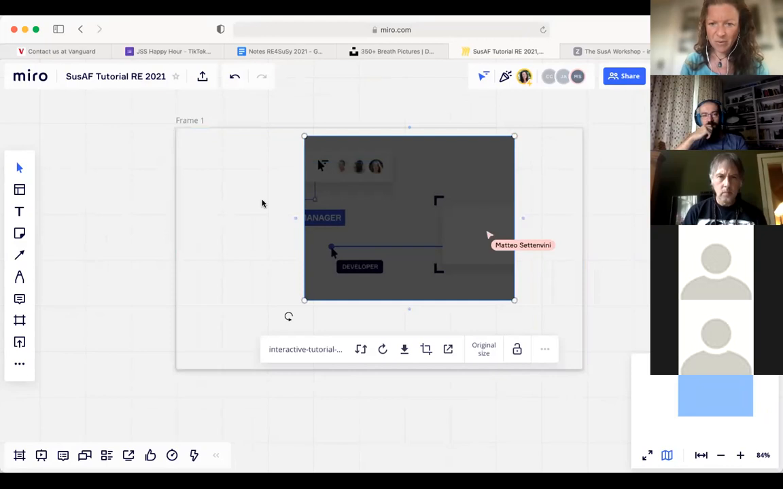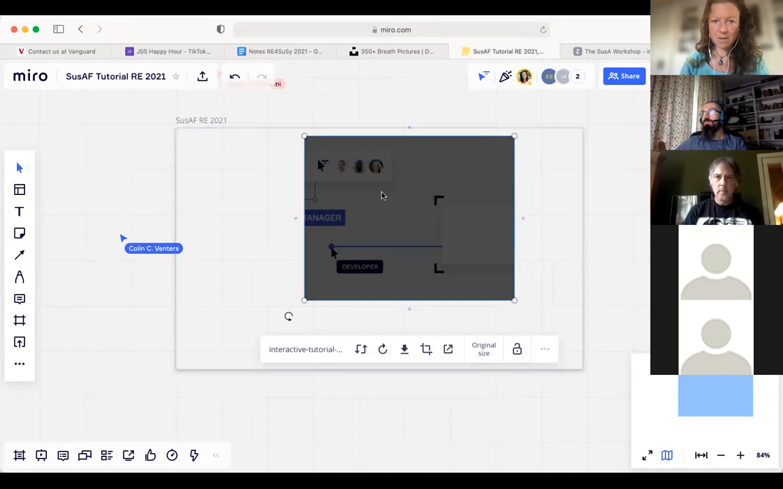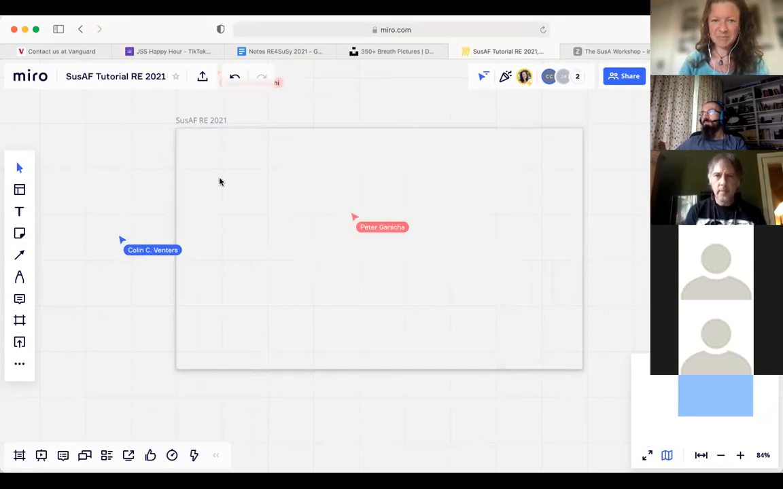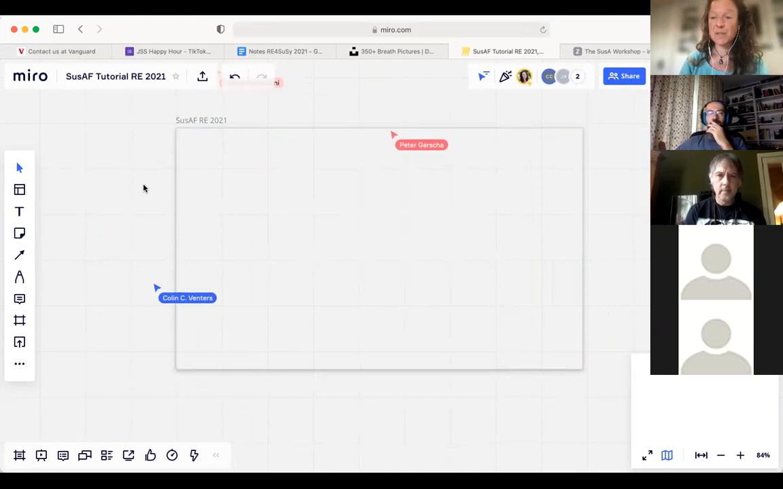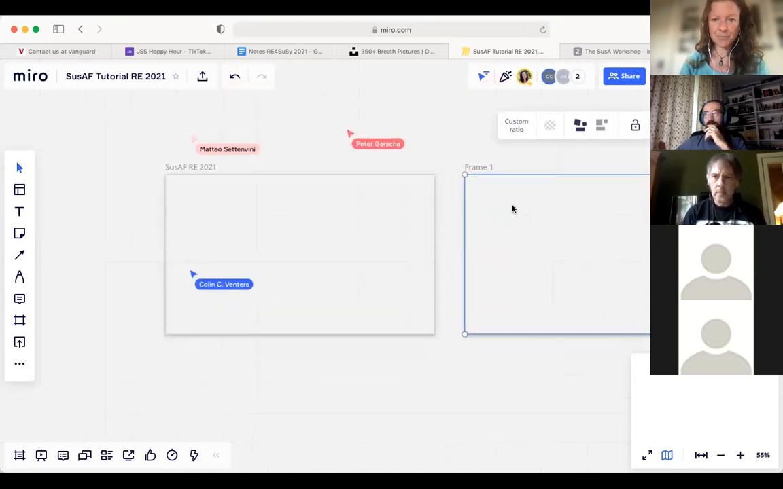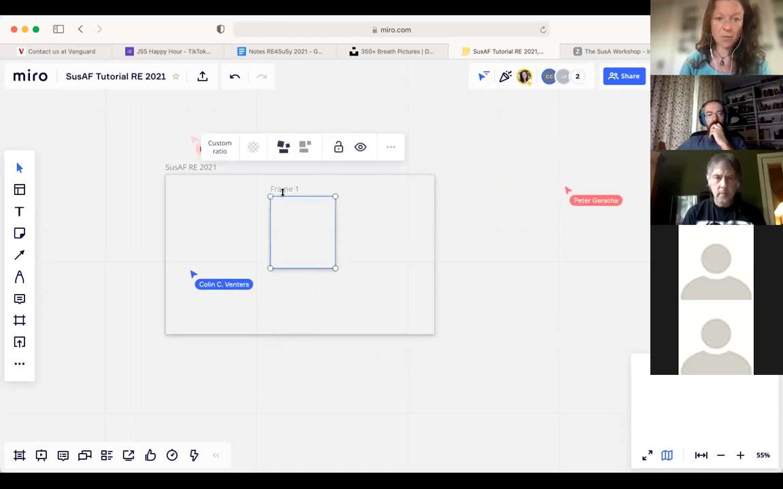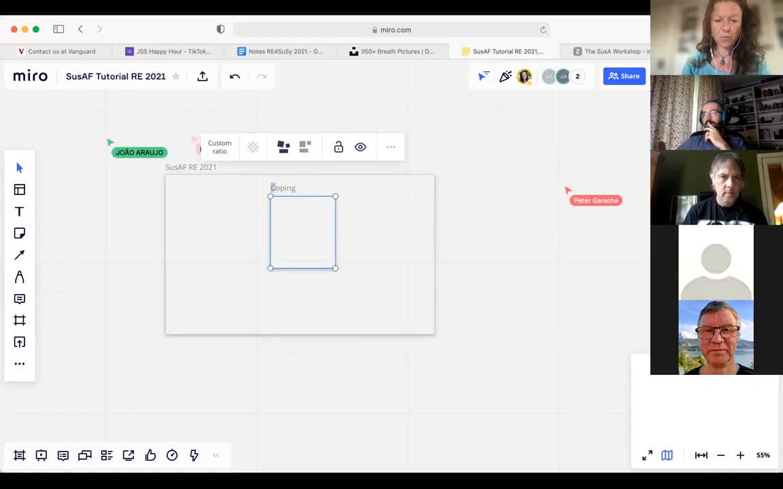What's this? Somebody put a screenshot. Can I take this out? And we're going to start with the scoping phase. Frame to frame, and luckily we can zoom in forever. Scoping, not coping. I'd say that's a Freudian slip.